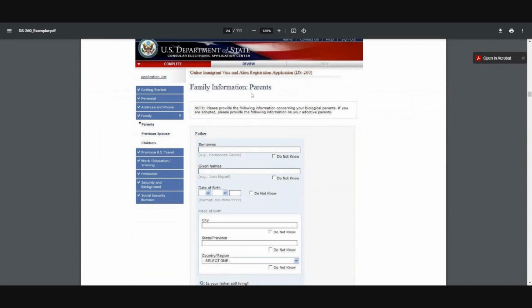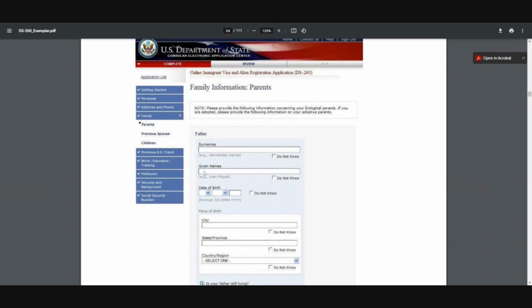Then we go to family information. Very, very important about our parents. So your father's information: his surname is his last name, the name that belongs to his father. And then the given names, so that person can be called John, Otieno, or Anyango. So Anyango is there, John Otieno is here.